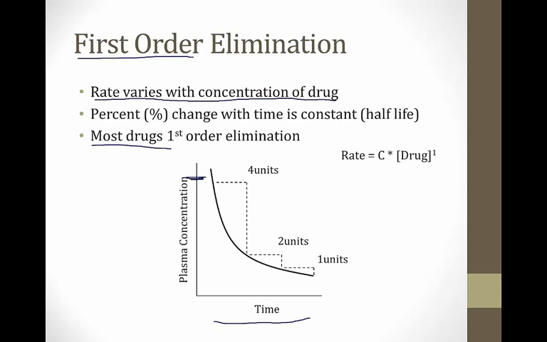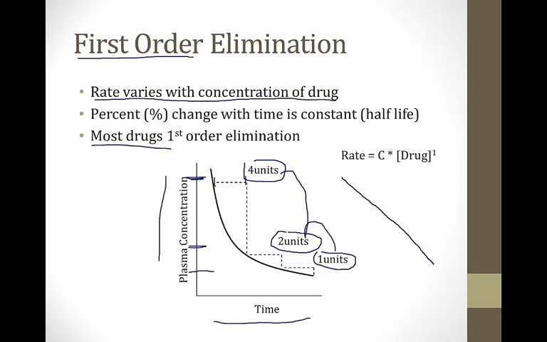Well, at that high plasma concentration, the change in plasma concentration over a unit of time might be very large, like 4. But once the plasma concentration gets lower, the change per unit of time will fall and become smaller, like 2 units. And then when we get even lower, it might fall all the way down to 1 unit. So as opposed to the zero-order elimination where we were constant, remember I showed you 5 units, 5 units, 5 units, here we're changing from 4 units to 2 units to 1 unit, varying with the concentration of the drug in the plasma.